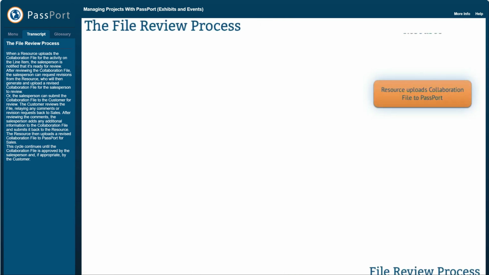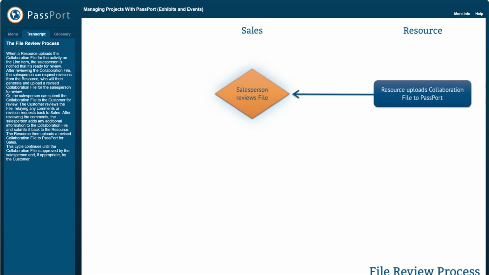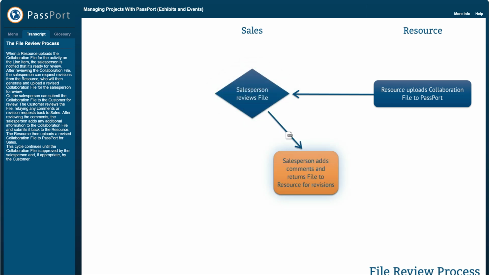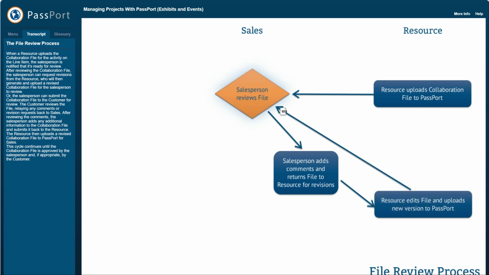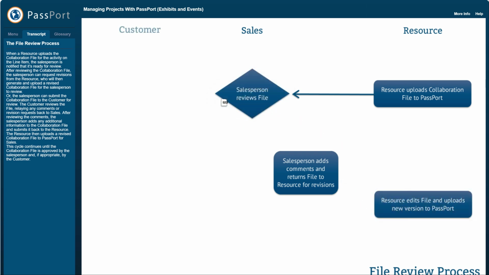When a resource uploads a collaboration file for the activity on the line item, the salesperson is notified that it's ready for review. After reviewing the collaboration file, the salesperson can request revisions from the resource, who will then generate and upload a revised collaboration file for the salesperson to review, or the salesperson can submit the collaboration file to the customer for review.